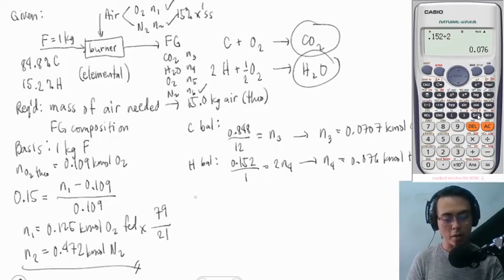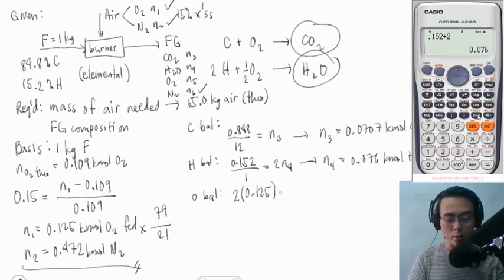Next, oxygen balance. I hope you're sensing a pattern here, no? We start with the nO2 theoretical, and we end with the atomic balances. And in your atomic balances, you start with the carbon and end with the oxygen balance. So oxygen coming from your feed is coming from the air. That is 2 times N1, 0.125, is equal to 2N3. Let's already substitute N3, from carbon dioxide, that is 0.0707, plus N4, 0.076, plus 2N5.